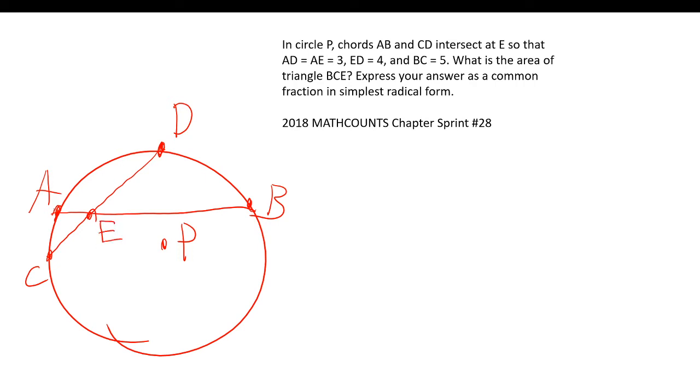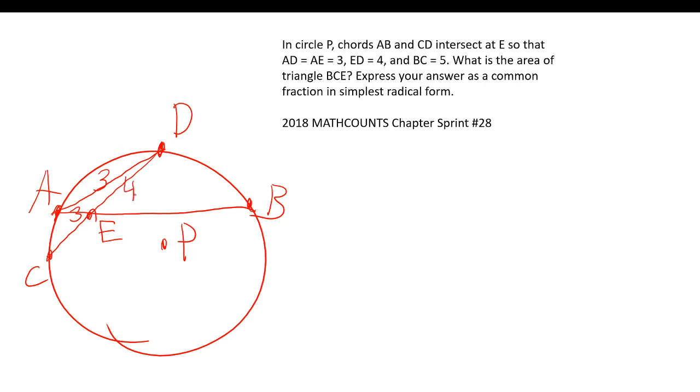And then we can just draw this segment AD. And we know AD equals AE. They're just 3. So this is 3, this is 3. I know they don't look alike. ED is 4. So ED is just 4 up here.